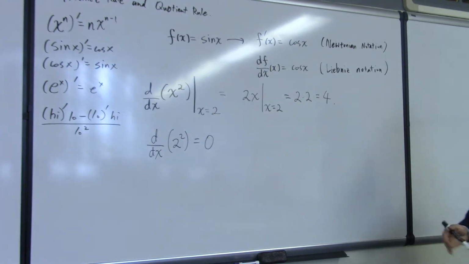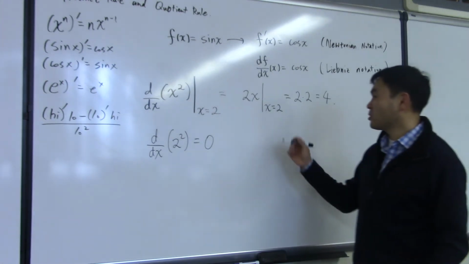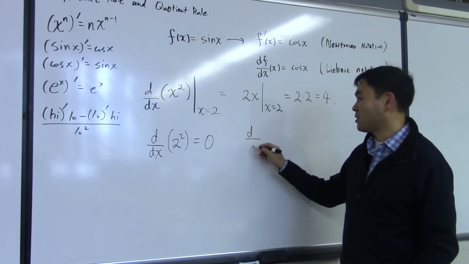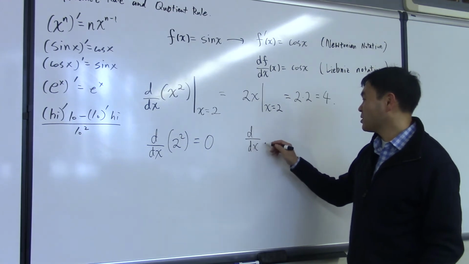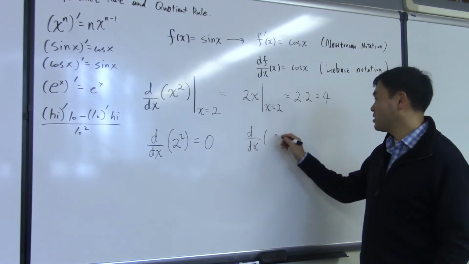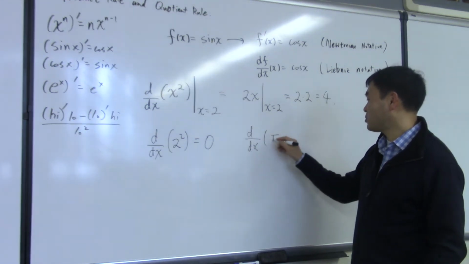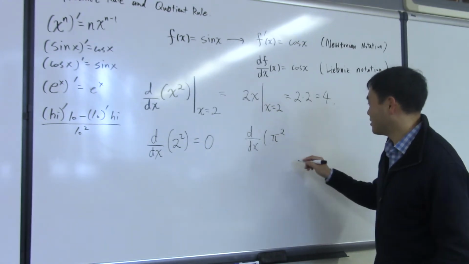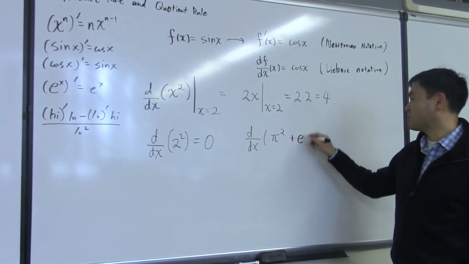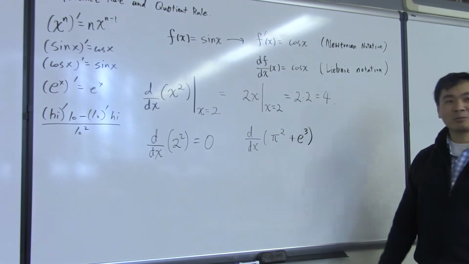Another even more confusing question, which is also my favorite for the exam, is putting something like pi squared plus e to the third. Something like this.